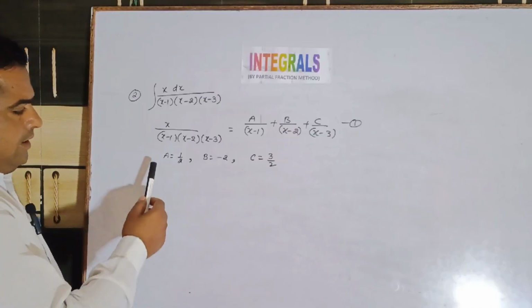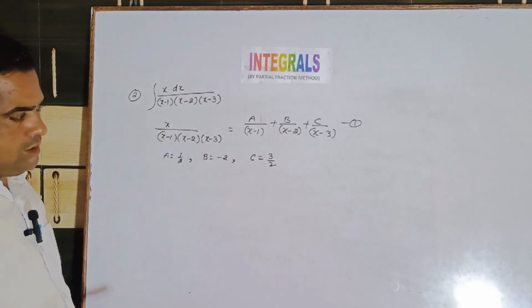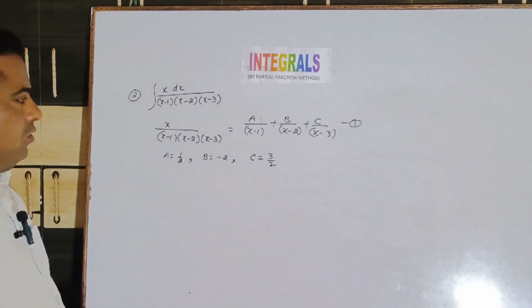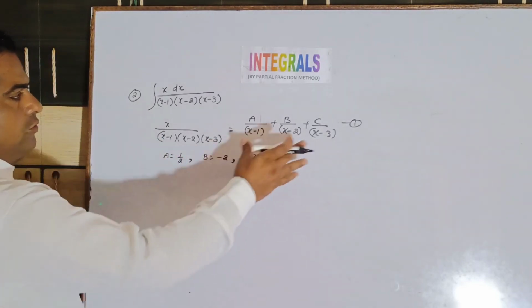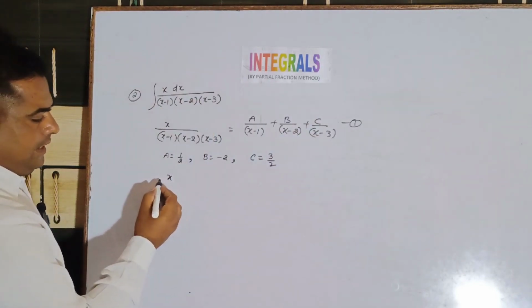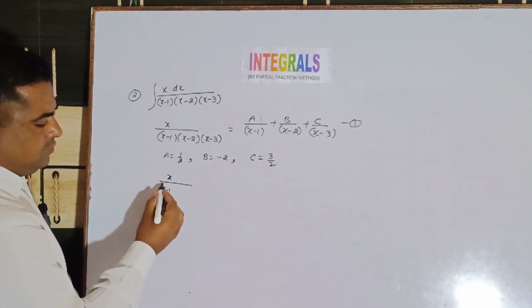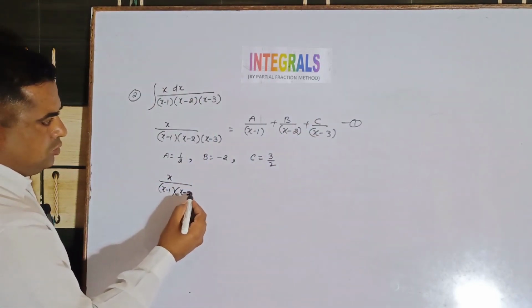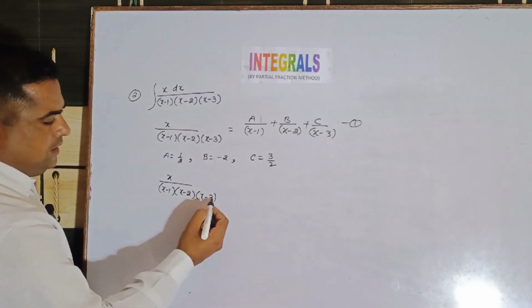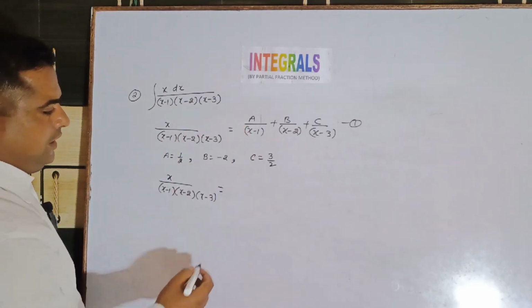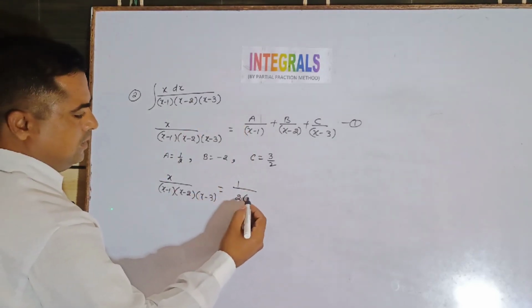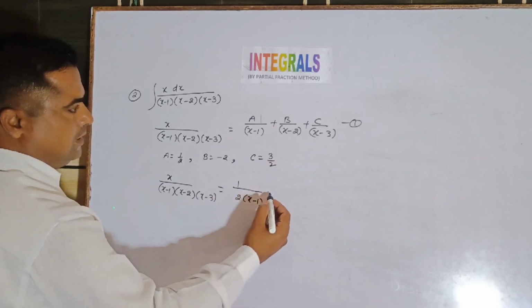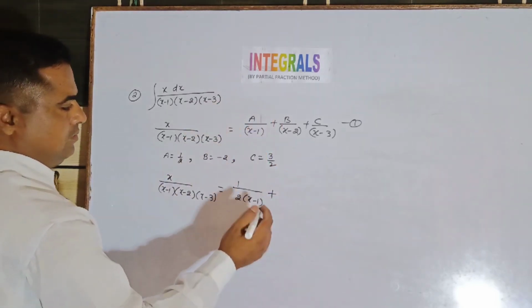Students, we have got here A equals to 1 by 2, B equals to minus 2 and C equals to 3 by 2. Now what will we do here? We will put all the values in this equation. We will get here x upon (x minus 1)(x minus 2)(x minus 3) is equals to the value of A will be 1 upon 2. And x minus 1 we will write plus the value of B is minus 2.